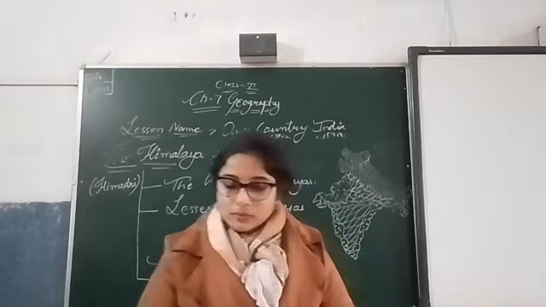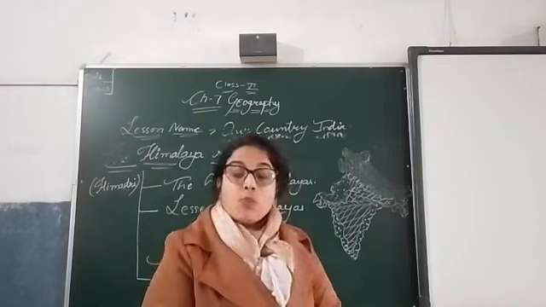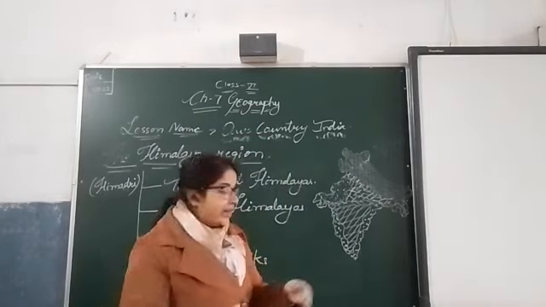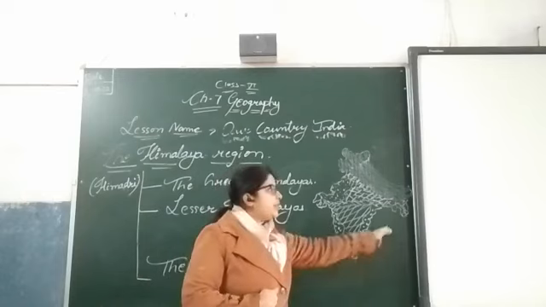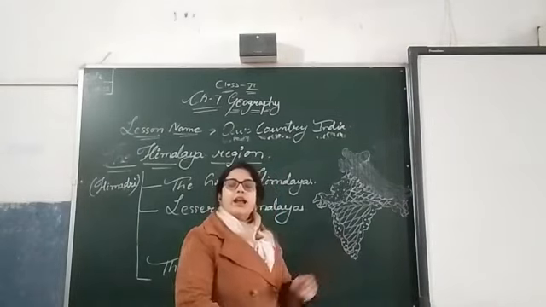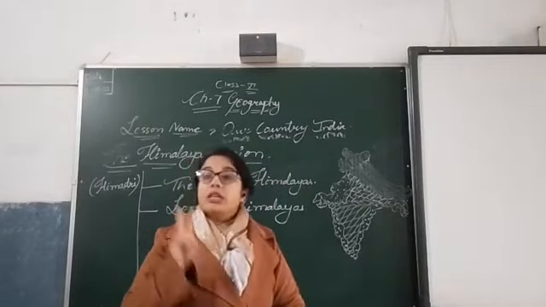Next, the southern portion of our country is a peninsula. What do we mean by peninsula? A landform which is surrounded by water on three sides only is known as a peninsula.